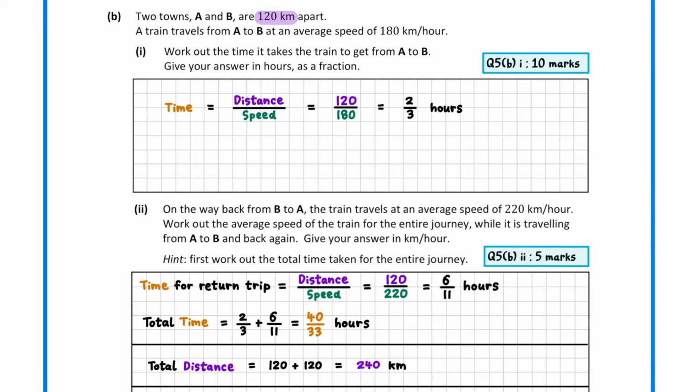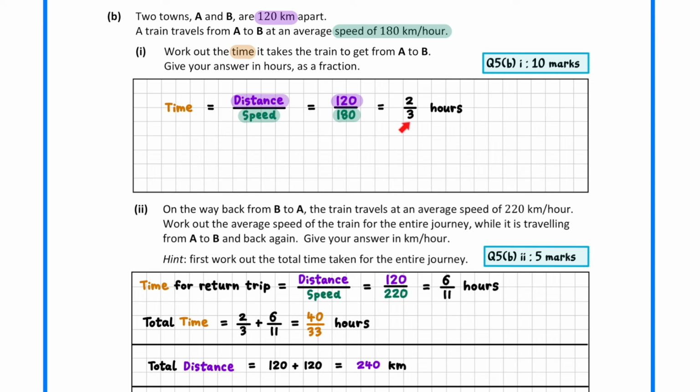In part B, we are told that 2 towns are 120 km apart. A train makes the journey at an average speed of 180 km per hour. In part 1, we must find the time it takes the train to make the journey. To find the time, we divide the distance, 120 km, by the speed, 180 km per hour.